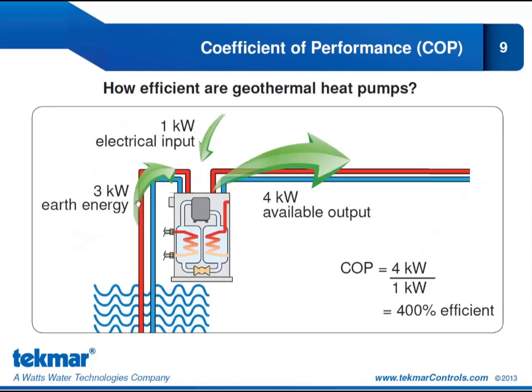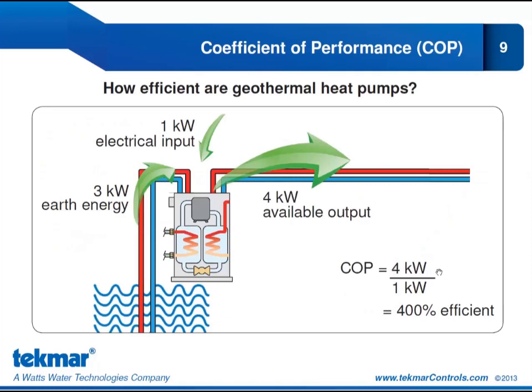So to take a look at the COP of a heat pump, we look at how much energy we are taking from the source. So in this case, I'm able to take in 3 kilowatts of earth energy. I then look at how much energy it takes to operate my heat pump. So here I'm inputting 1 kilowatt of electrical energy. So in total, what I'm getting out of my heat pump is 4 kilowatts. So 3 plus 1, because energy is neither created nor destroyed, I have an output of 4 kilowatts. And my paid input is only 1 kilowatt of electricity.